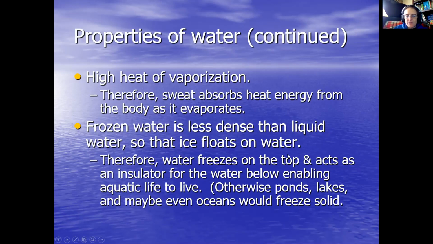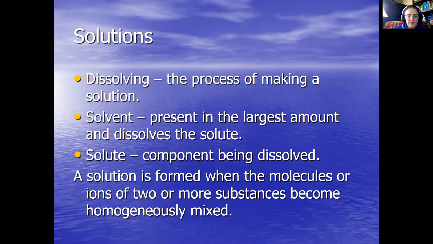If the ice sank and the top froze again, and then that sank, and then that sank, and you just built up these layers of ice, then even deep lakes and oceans would freeze solid in places. That would prevent anything from living there. Fish and plants would not survive the winter. So again, those strange properties of water that don't fit the model for other molecules allow for life to happen.